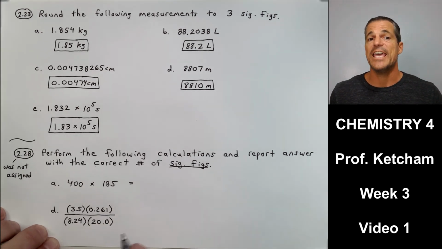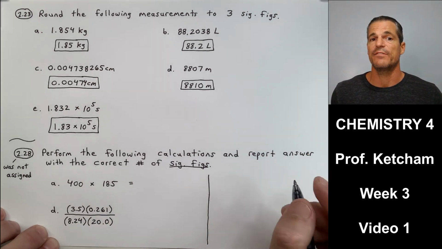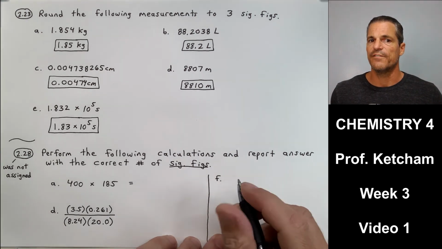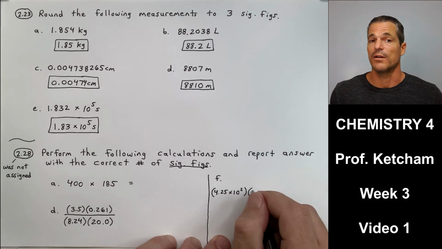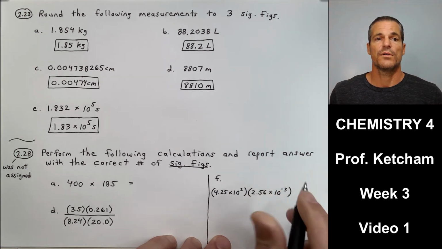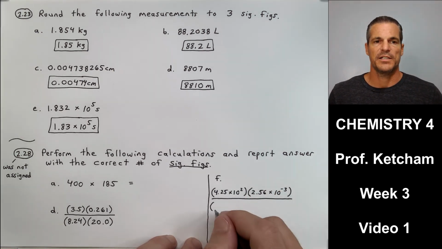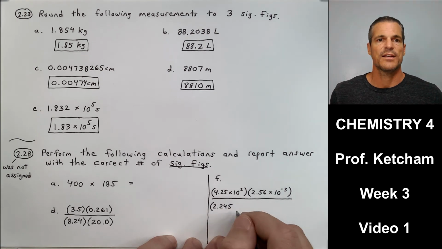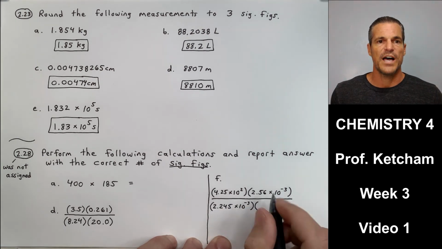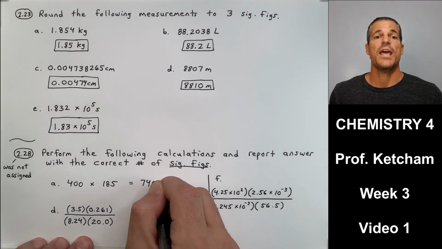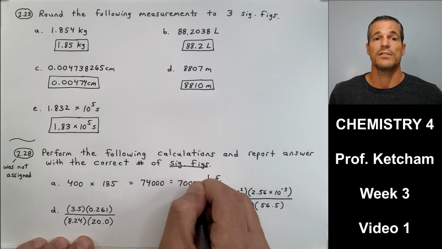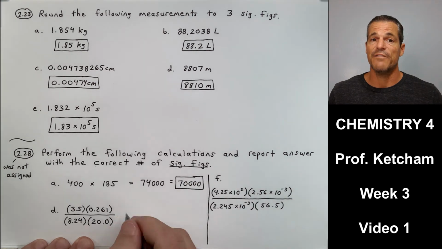So when I look at A, 400 times 185, 400 is only 1 sig fig. So for A, my answer is going to be only 1 significant figure. For D, I've just chosen randomly to do A, D, and F, it looks like. For D, I see the 3.5 is 2 sig figs. My answer will be 2 sig figs. So for A, calculator 74,000. The answer I report is 70,000.